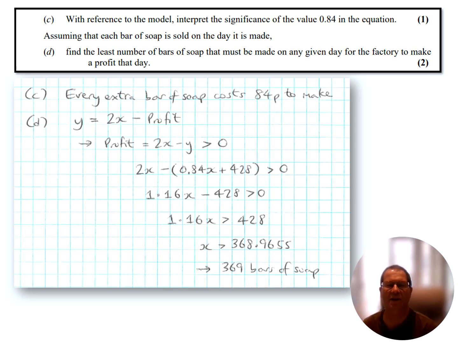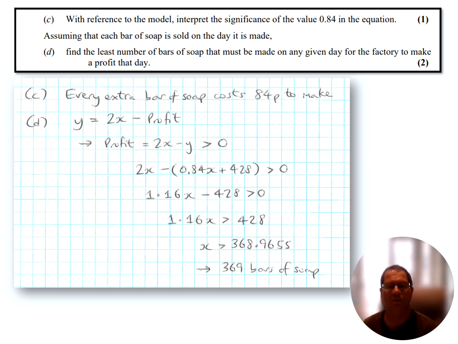So I've started off by saying that y equals 2x minus the profit. So y again being the total cost, 2x being the income, because however many bars of soap there are, they each cost £2. So that's an income of 2x, and taking away the profit. And then if we rearrange that, we get that profit is equal to 2x minus y. And in order to make a profit, that means we are making a positive amount of money. That has to be greater than 0, unlike the loss we saw earlier.